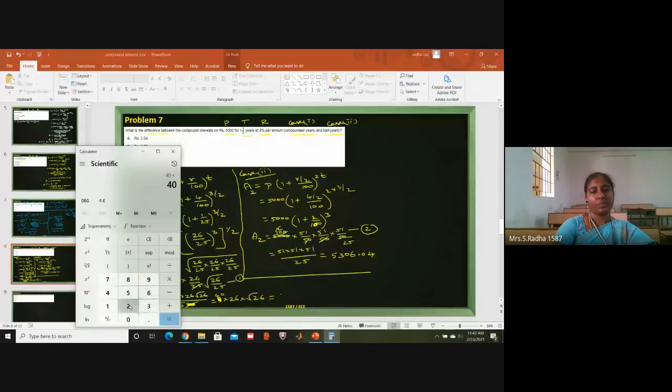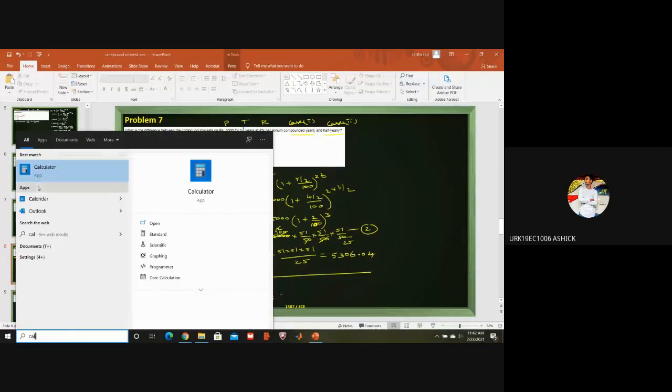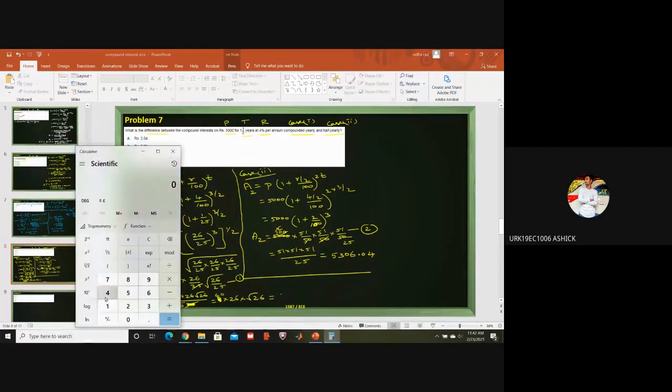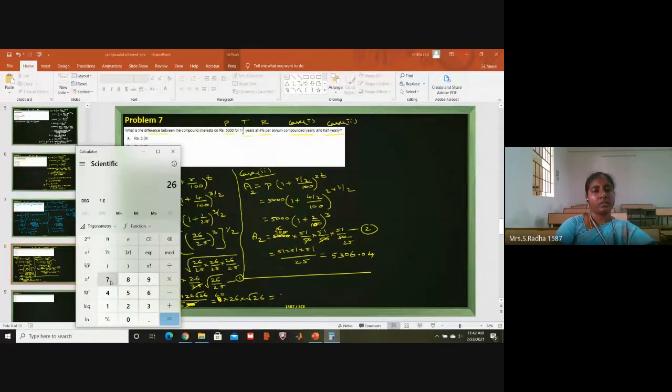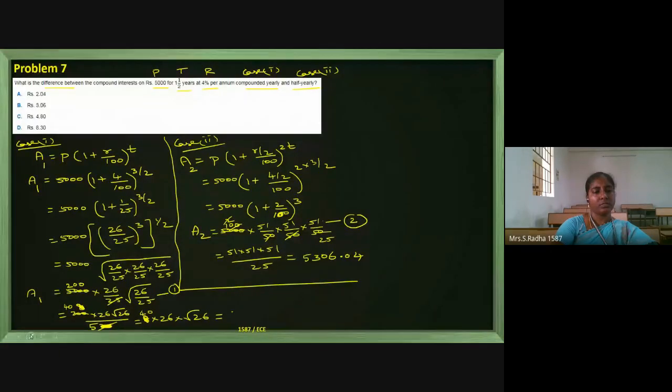So 26, square root of this, then into 26 into 40. The answer is 5302.98. Okay, so in the simplification there was only a slight mistake.